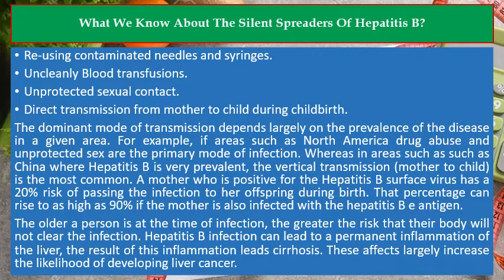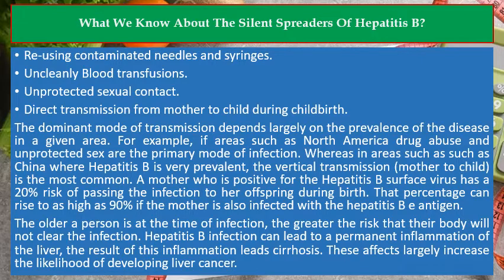common. A mother who is positive for the hepatitis B surface virus has a 20% risk of passing the infection to her offspring during birth. That percentage can rise to as high as 90% if the mother is also infected with the hepatitis B antigen.